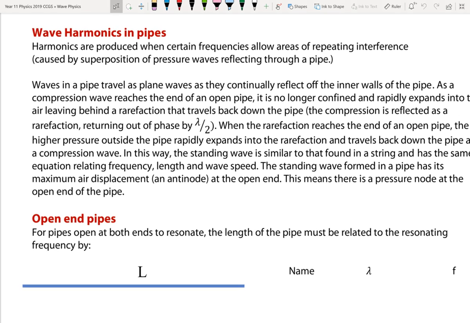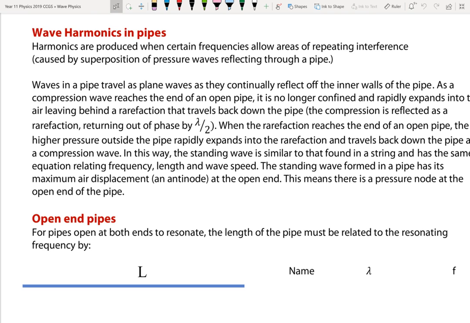Okay. The only difference here is, instead of looking at variations in the string, which is transverse, we're now looking at sound pressure waves, which are longitudinal. But we can still look at how the pressure is changing and how the particle displacement is changing. Okay? So, harmonics in tubes, areas of repeating interference. Instead of superposition of a wave on a string, it's a superposition of the pressure waves that are travelling in a pipe.